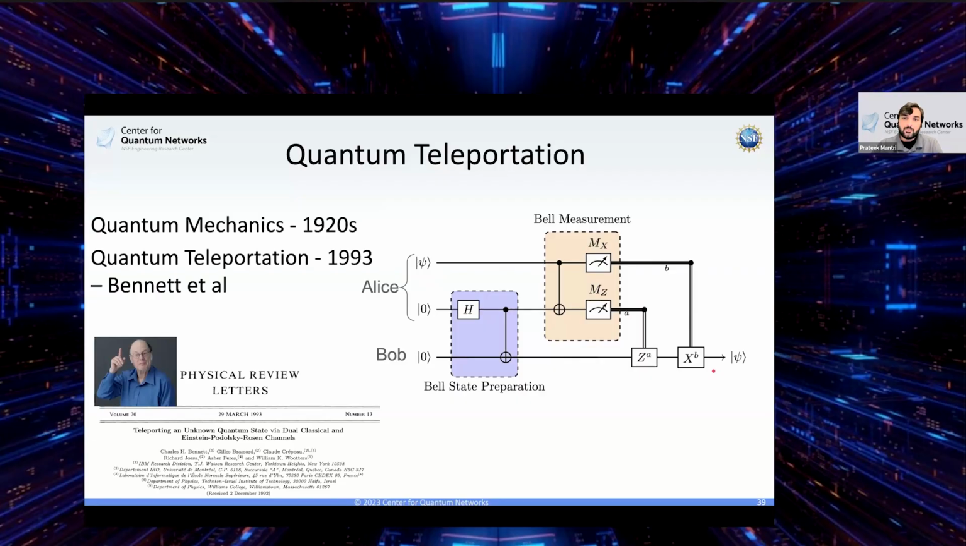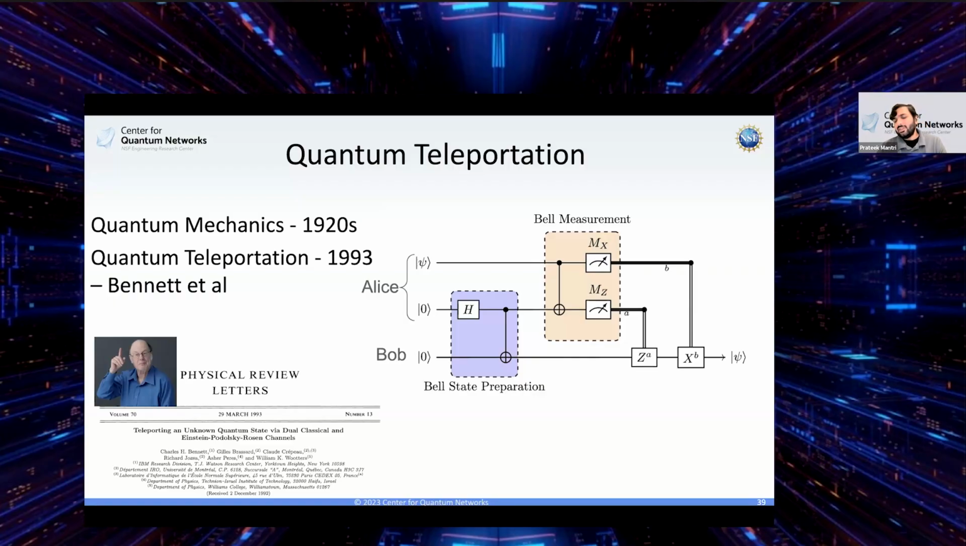Now, this is just using some local operations initially to prepare our Bell state, and then using local operations to measure some classical outcomes, and then being able to apply these unitaries on Bob. And we are able to teleport this information. So, local operations and classical communication.